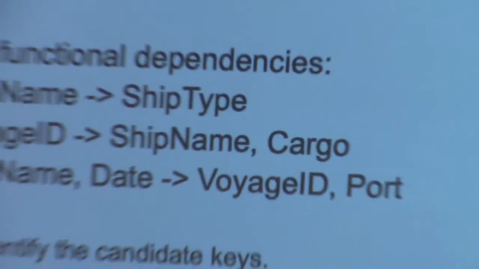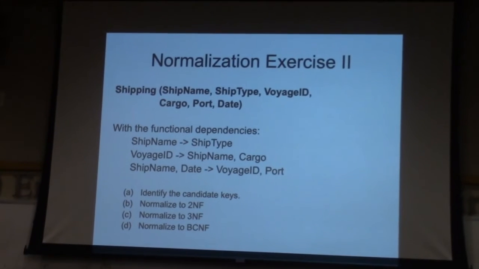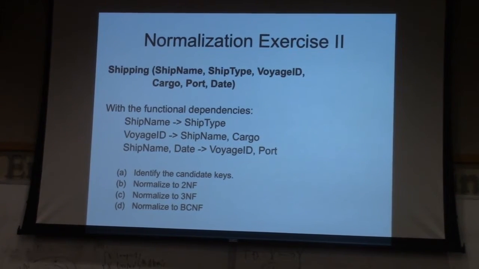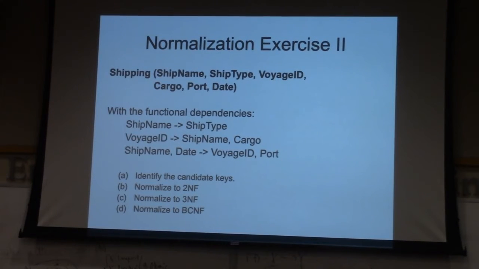So this is an example of BCNF. We already collected all the attributes with the functional dependencies. This is for shipping. Okay, so we have ship name, ship type, voyage ID, cargo, port, and date. And ship name determines ship type.